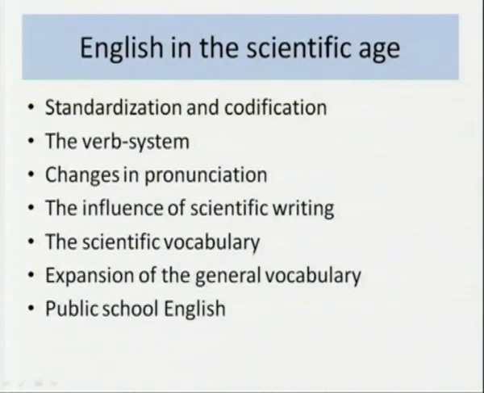Therefore, English in the scientific age, if we say the modern age is a scientific age, sees certain standardization and codification. For instance, there is also the variant of public school English. There was a new scientific vocabulary, changes in pronunciation, and the influence of scientific writing, with new words that were necessary for the scientific enterprise, going far beyond in number the previous systems of use of words in the scientific domain.